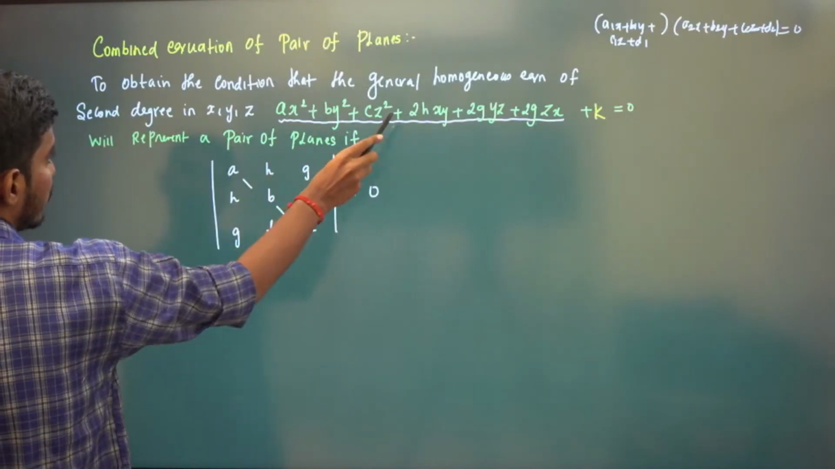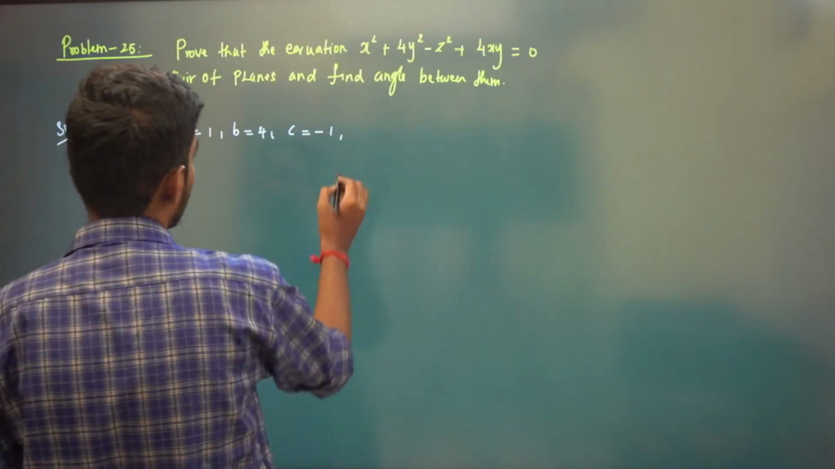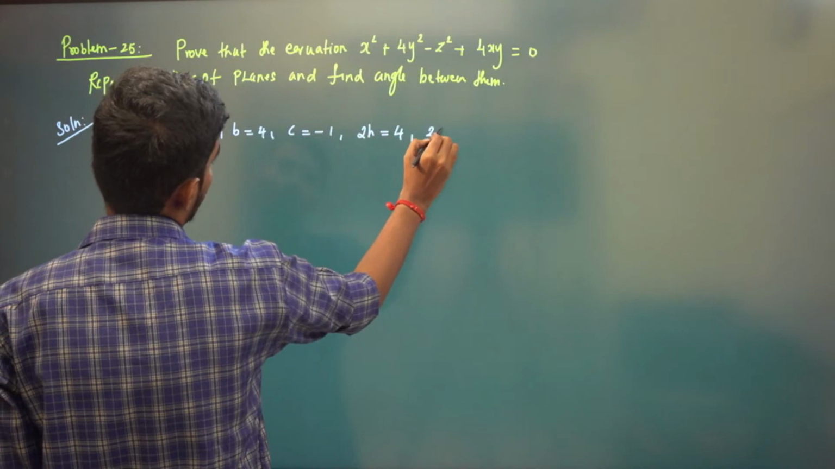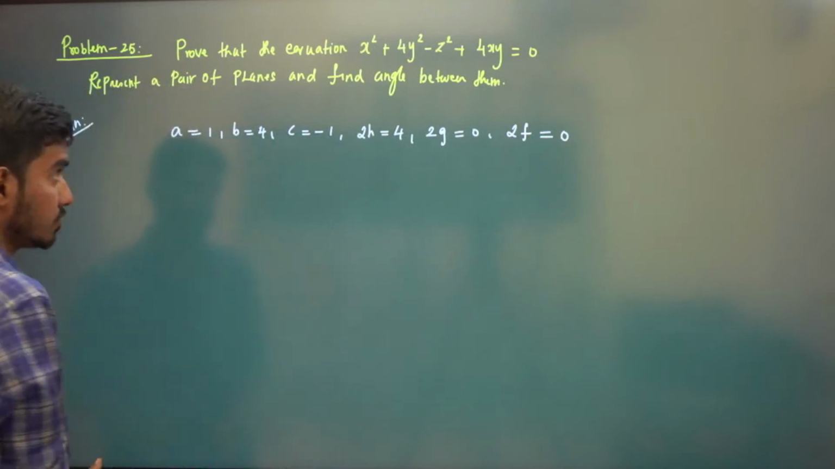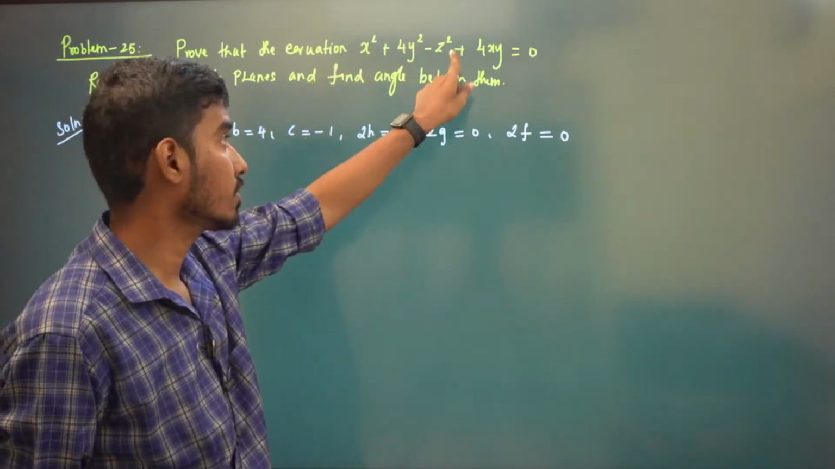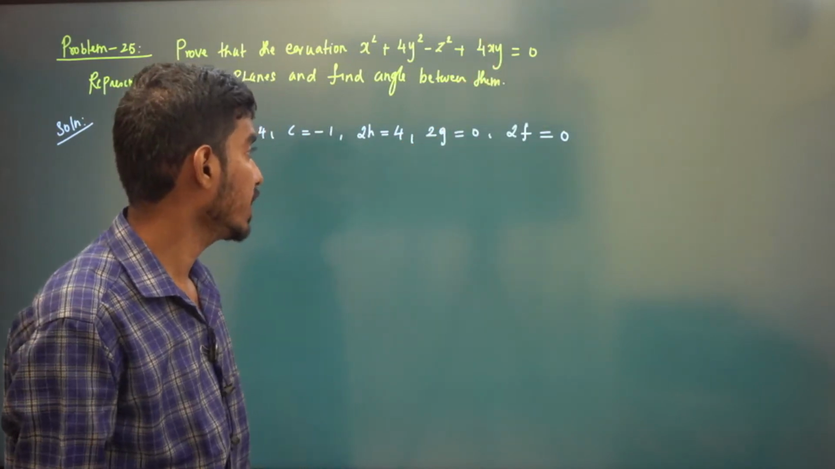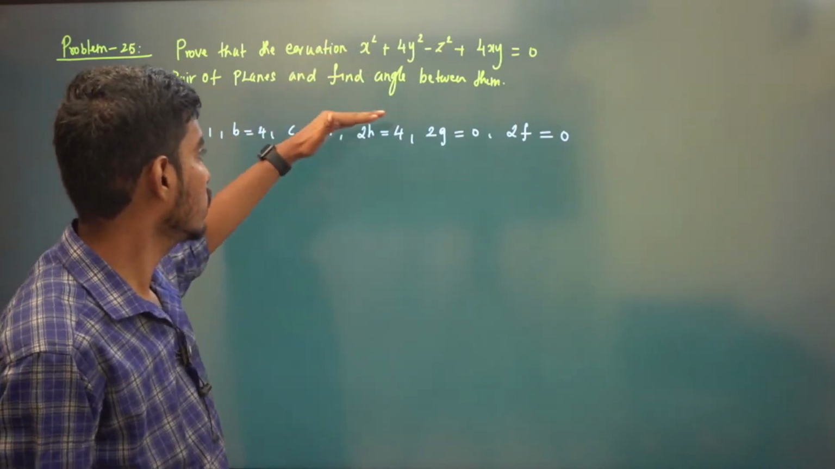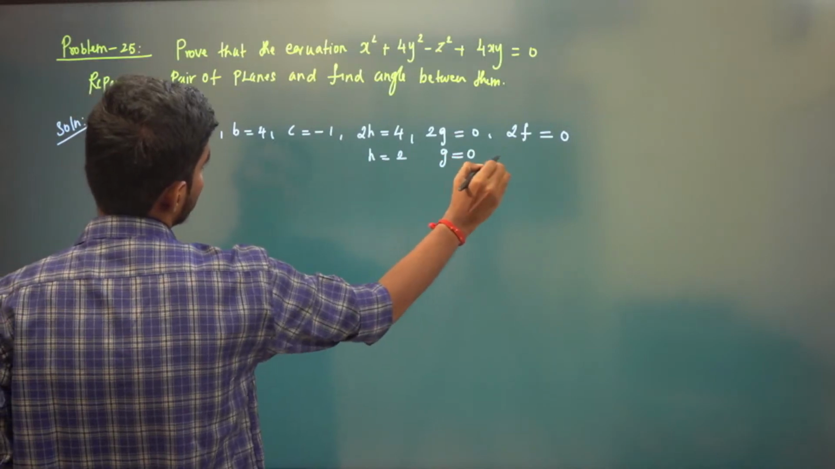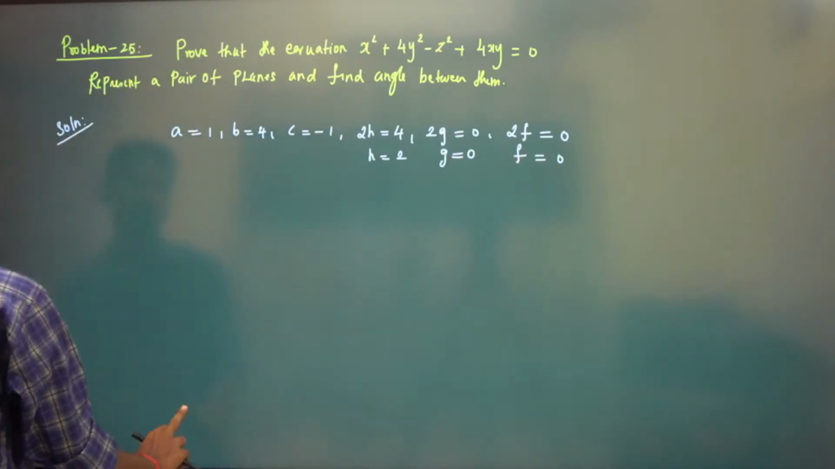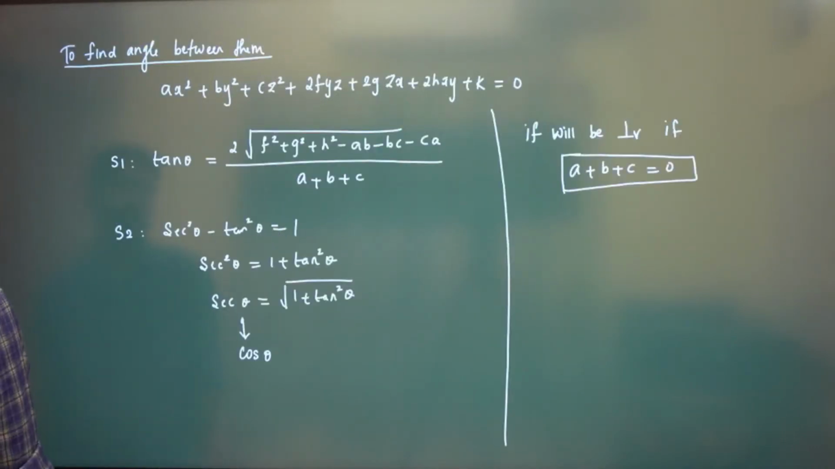h, g, f, right? So we have 2h to be 4 and 2g is equal to 0, 2f is equal to 0, right? Compare ax square plus by square plus cz square plus 2hxy plus 2gyz plus 2fzx. So compare this, you just find all the values, so h is 2, g is 0, f is 0, and a, b, c as above.